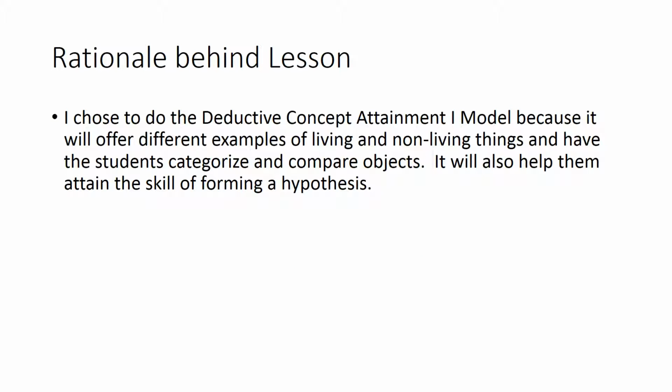The rationale behind my lesson. I chose to do the Deductive Concept Attainment Model 1 because it will offer different examples of living and non-living things, and the students will have to categorize and compare the objects. It will also help them attain the skill of forming a hypothesis.